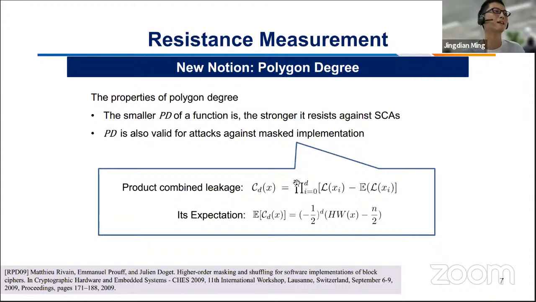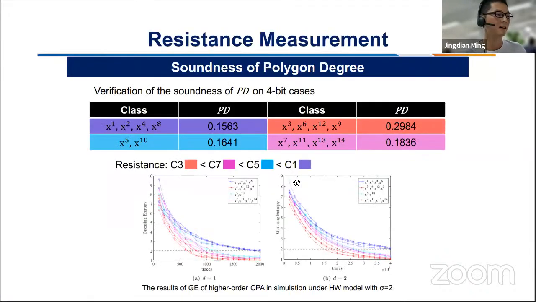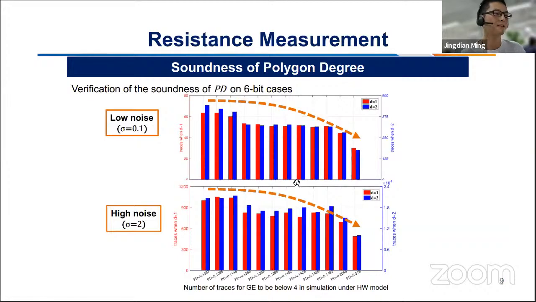And moreover, we have that the PD is also valid for attacks against masked implementations, because the expectation of the combined leakage follows a linear transformation of a Hamming weight distribution. We verify the soundness of PD in simulation in the 4-bit case. If we classify the monomials by PD values, we can see that the CPA results match the PD values well. And in the 6-bit case, PD also works well.